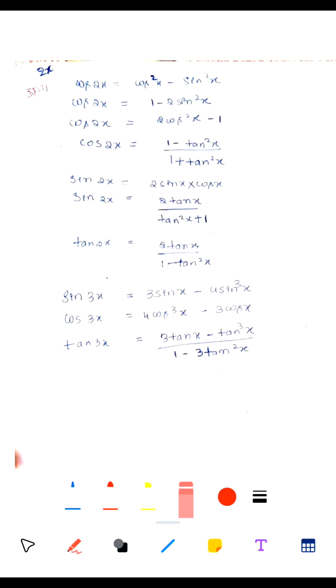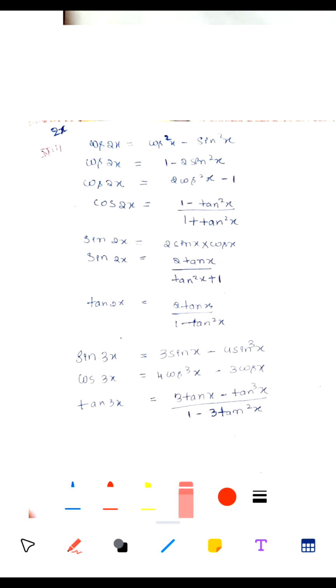Now let us come to the very important segment. You always use these formulas. If you come through integration, differentiation, these formulas are always very important. What is that? Your cos 2x formulas. How you will write cos 2x in terms of cos and sine, only cos, in terms of tan, and the sin 2x formula, tan 2x formula, and sin 3x, cos 3x, and tan 3x.